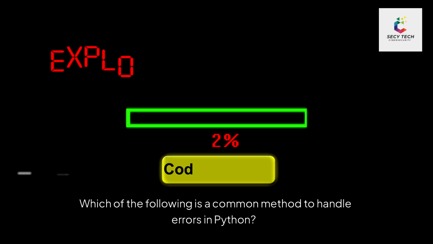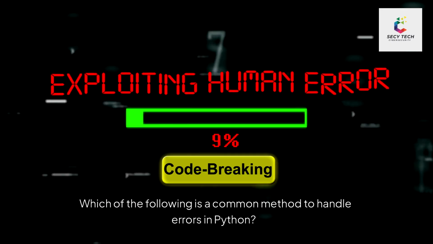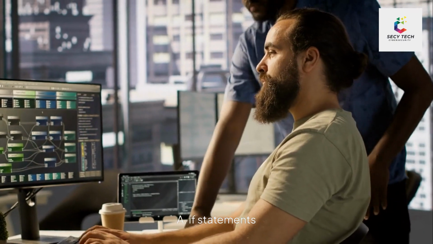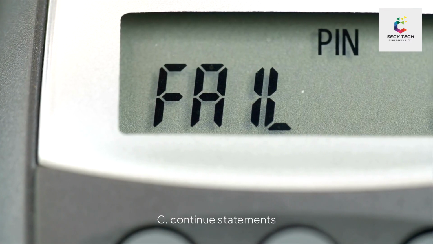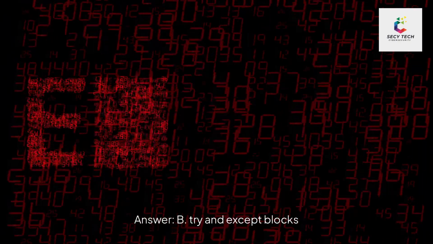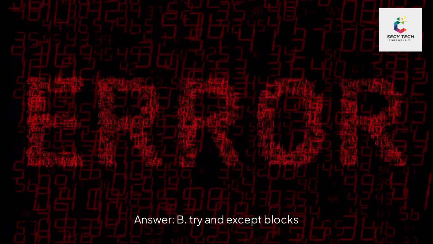Debugging and error handling. Q16. Which of the following is a common method to handle errors in Python? A. If statements, B. Try and except blocks, C. Continue statements, D. Throw keyword. Answer: B. Try and except blocks.